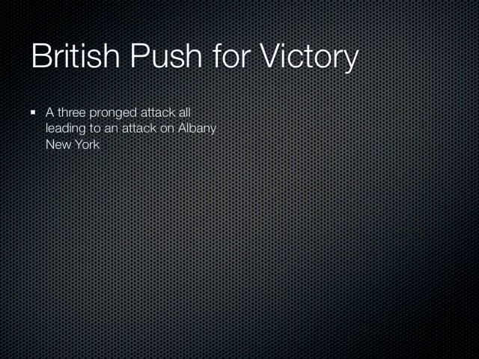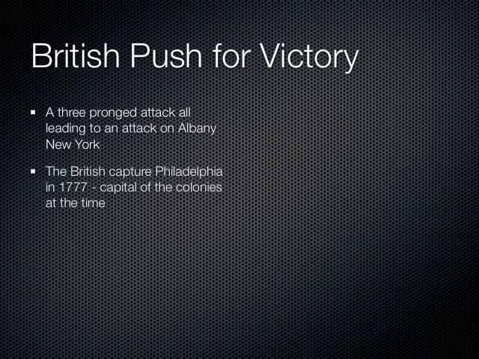So the British pushed for victory. They created a three-pronged attack, all leading to an attack on Albany, New York. The British captured Philadelphia in 1777, the capital of the colonies at this time.